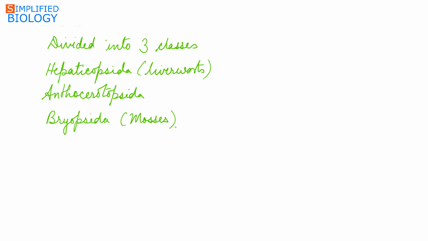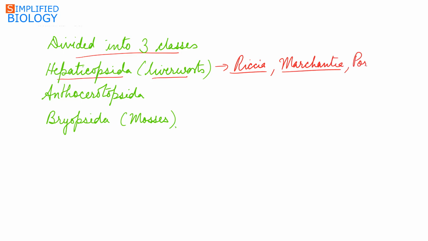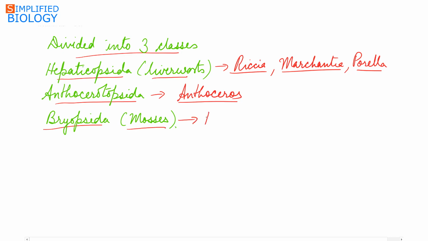Bryophytes can be divided into three classes. Hepaticopsida, also known as liverworts, for example Riccia, Marchantia, Porella. Next is Anthocerotopsida, example Anthoceros. And last, Bryopsida, or the mosses, which include Funaria, Sphagnum, Polytrichum.